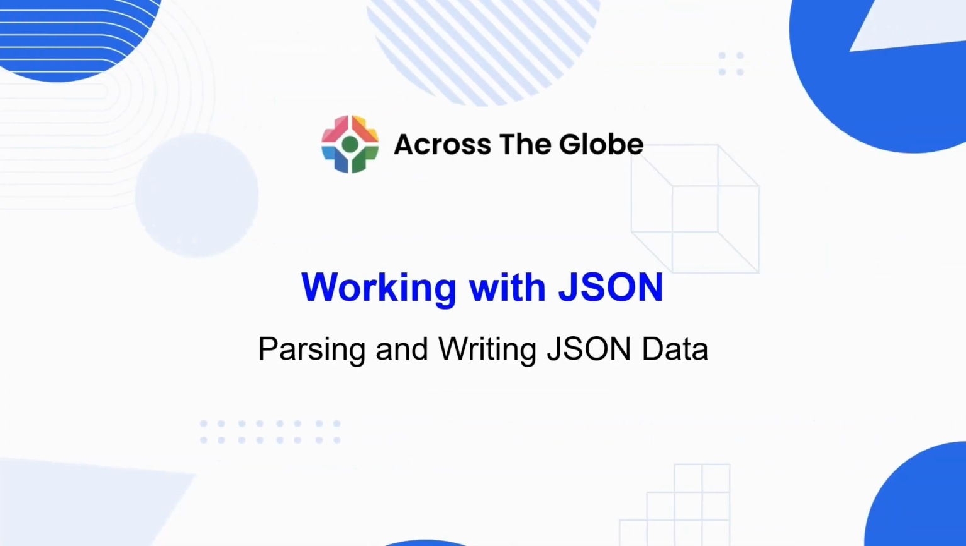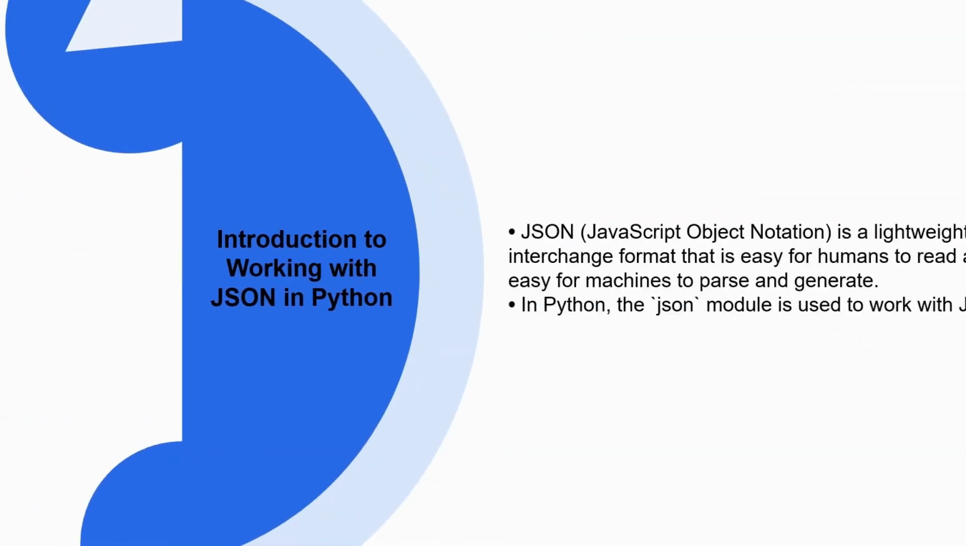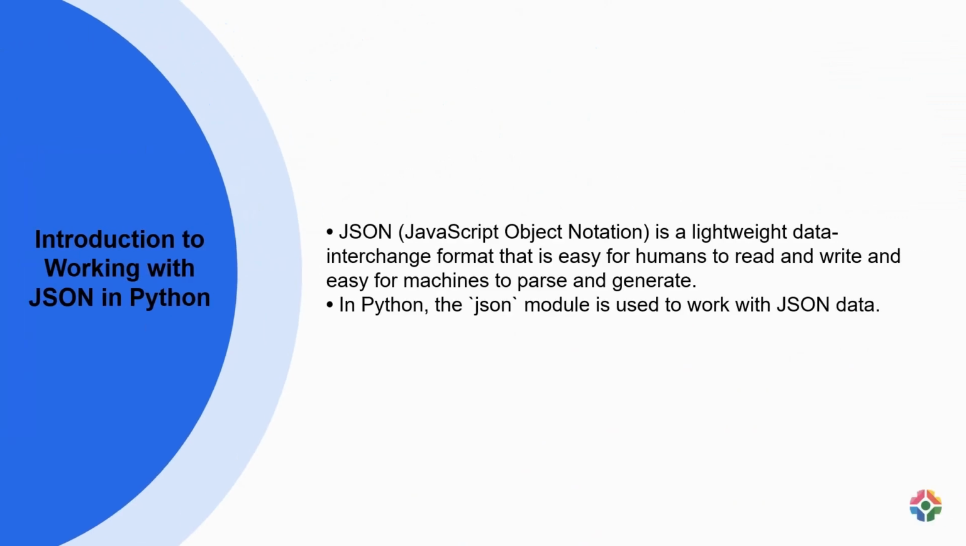Today we will learn about working with JSON. JSON, short for JavaScript Object Notation, is a lightweight data format that is human-readable and easy for machines to process. It allows data to be structured in a clear and concise manner.